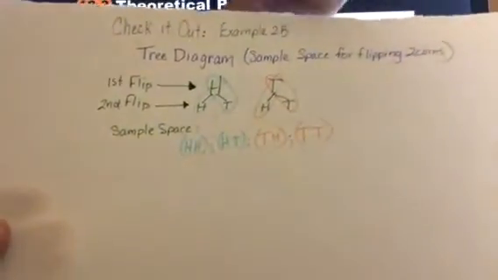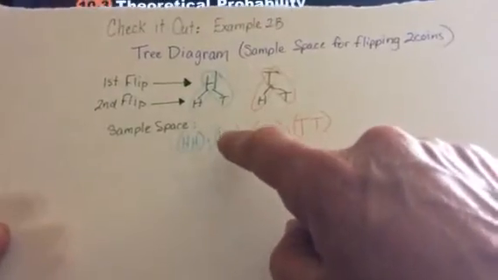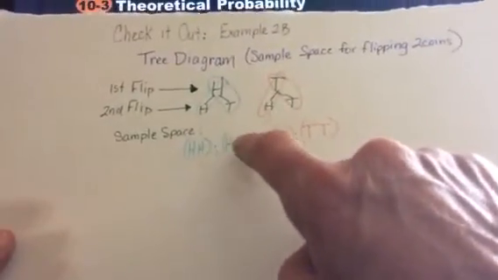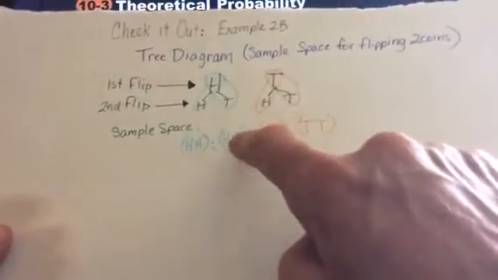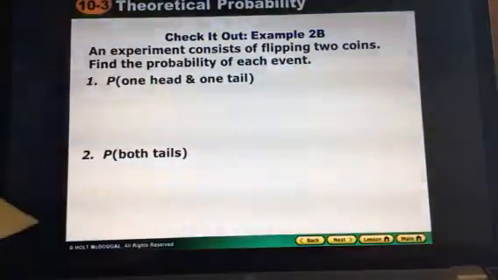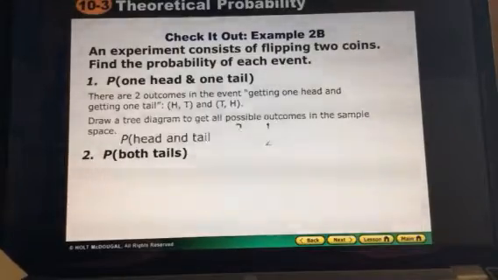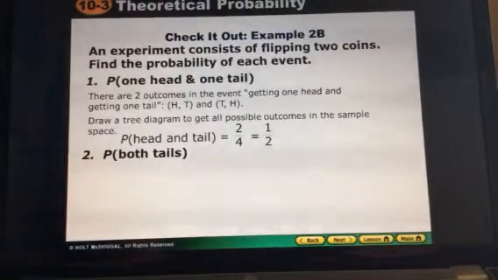And we want to know, it says up here, 1 head and 1 tail. Well, 1 head and 1 tail doesn't say what order. We have 2 of them that are 1 head and 1 tail. So that would be 2 out of a total of 4. So 2 outcomes, so that's going to be 2 out of 4, or 1/2.